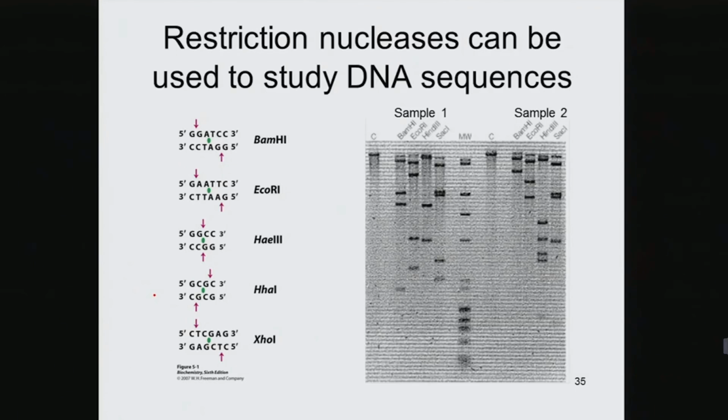In the middle, you'd actually run a standard. So MW means molecular weight. And then the C over here is your control. So that's your undigested sample. So you would compare it to sample number 1 and then sample number 2.